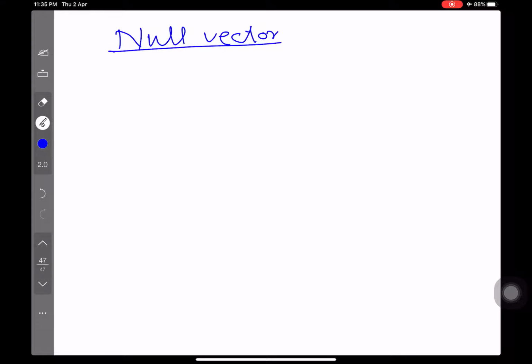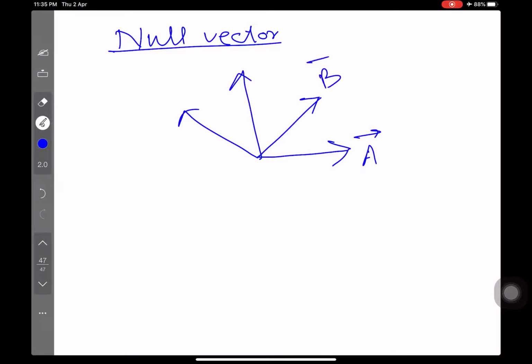Then we have co-initial vectors. Co-initial, that means having the same initial point. That means having the same tail. So vectors which have the same tail are known as the co-initial vectors. For example, the vectors A, B, C, and D shown here are co-initial vectors because they have the same tail at the point O.